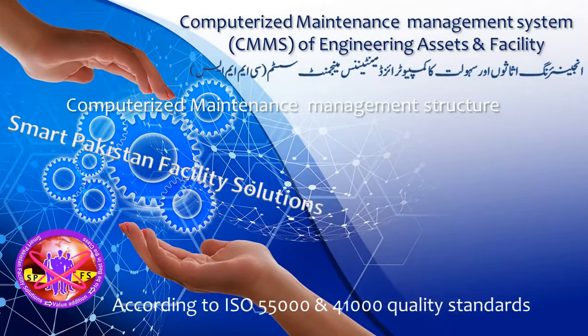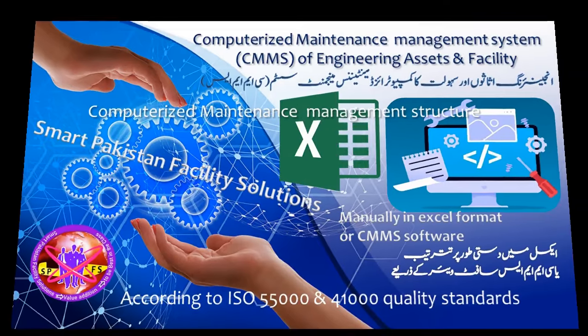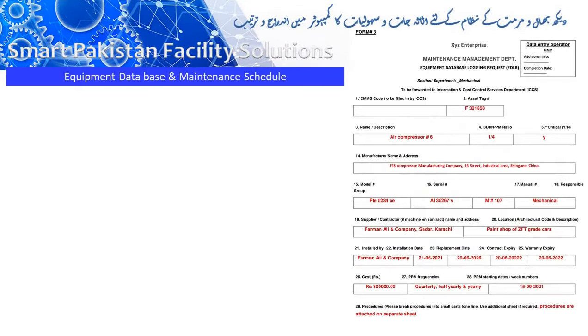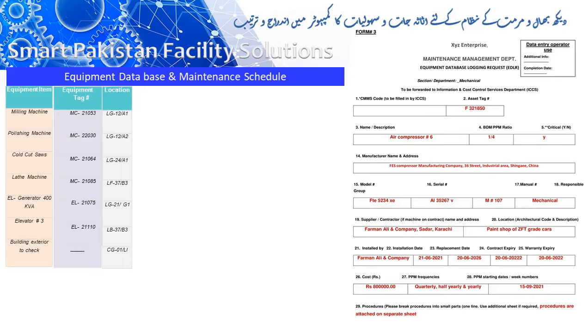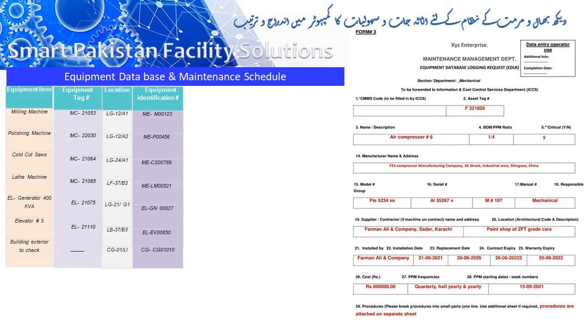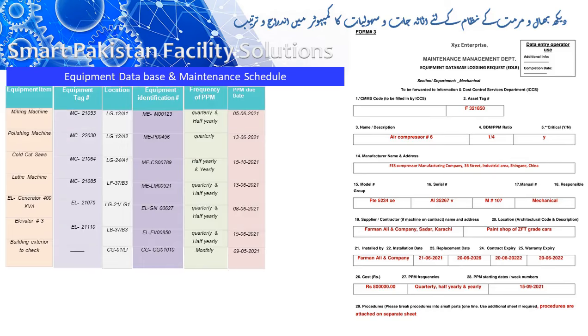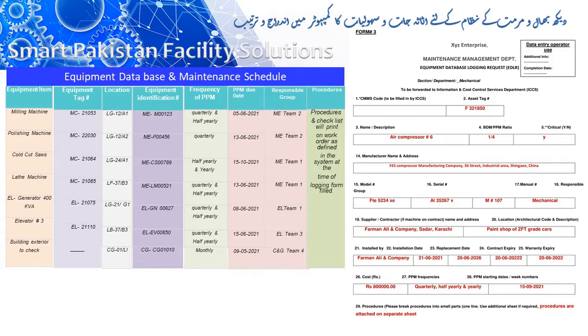Now, we look at the computerized maintenance management structure and its function. This is a simple example of filling the database form. There are many more fields to fill according to actual need. This may be in hard or soft format. As a result, the database gathers information like equipment or facility description, fixed asset tag number, its location, system generated identification number, frequency, start date, staff information and procedures of PPM, etc.